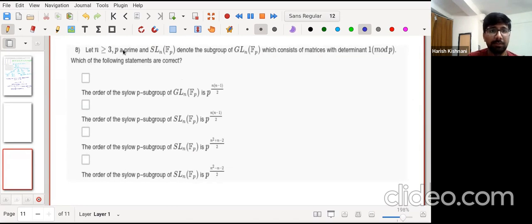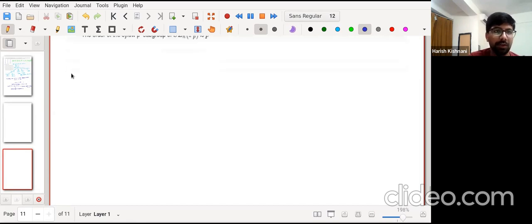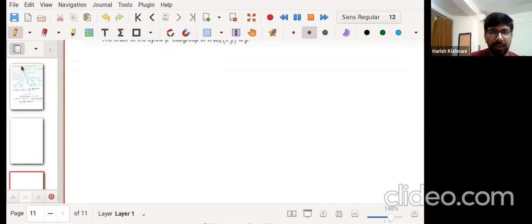It says, for a prime P, SL(n, P) denotes the subgroup of GL(n) which consists of matrices with determinant 1 modulo P. Which of these statements are correct? The order of Sylow P subgroup. So we just need to compute the order of Sylow P subgroups of GL(n, F_p), and the order of Sylow P subgroups of SL(n, F_p). As I promised you, at the end we will be computing the order of GL(n, F_p) and the order of SL(n, F_p). And once we have these orders, from that we can immediately say what are the orders of their Sylow P subgroups. Okay, so let's do the computation for the order of GL(n, F_p).